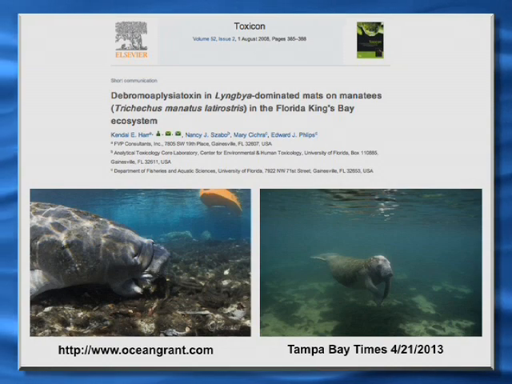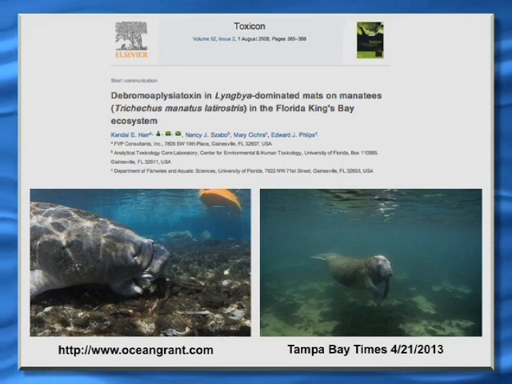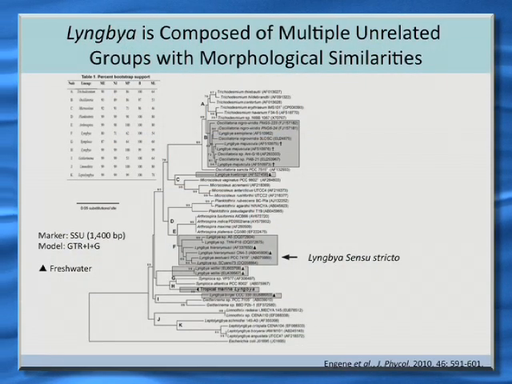One in particular has been associated with tumors in manatees. One of these toxins, this is from a couple of years back, a study where they associated a certain Lyngbya toxin with tumors in manatees. I did a study a couple of years ago where I looked at the phylogeny of this group, Lyngbya.